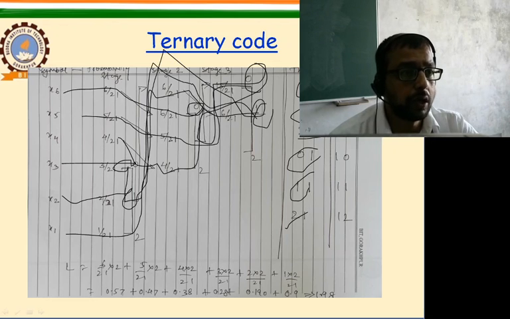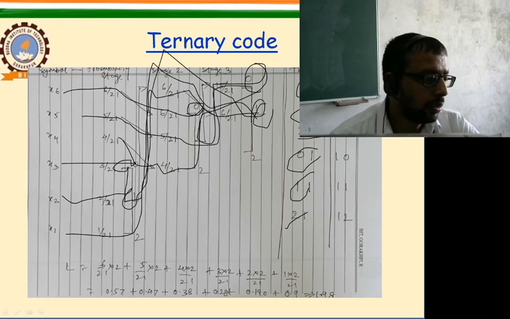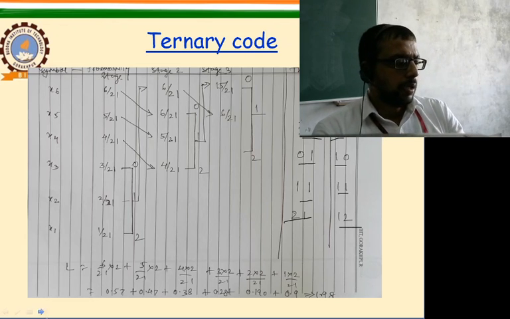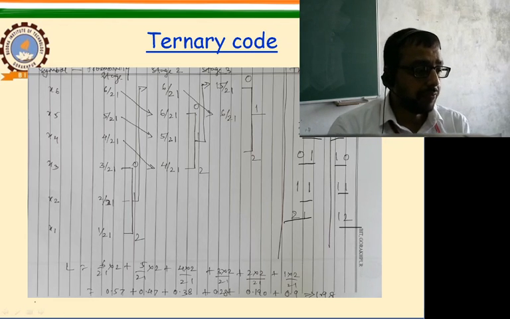Now what is the actual Huffman ternary code? Simply swap all the digits. Now after swapping we get: 0 0 stays 0 0, 1 0 becomes 0 1, 2 0 becomes 0 2, 0 1 becomes 1 0, 1 1 stays 1 1, and 2 1 becomes 1 2. In that case also we have to calculate the expected length and its value.